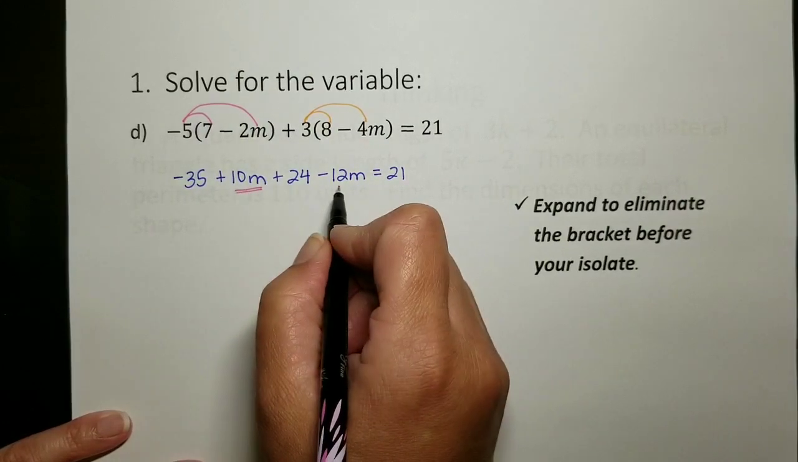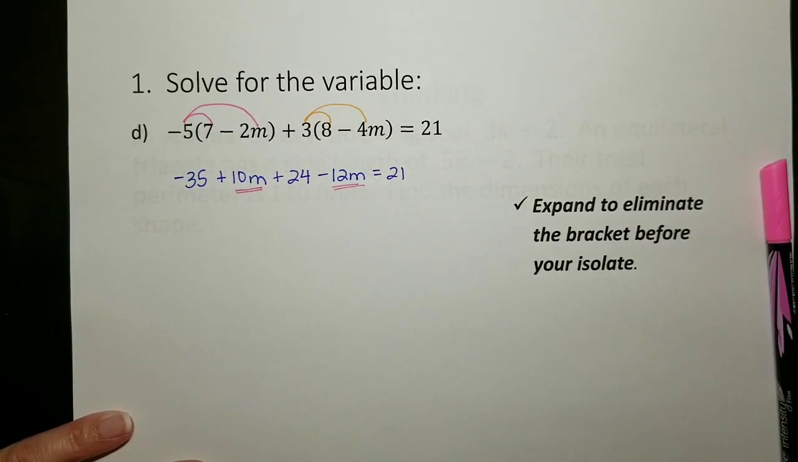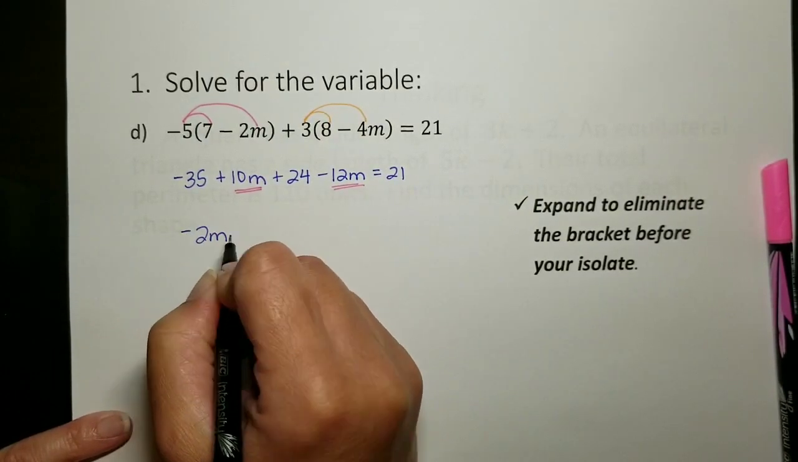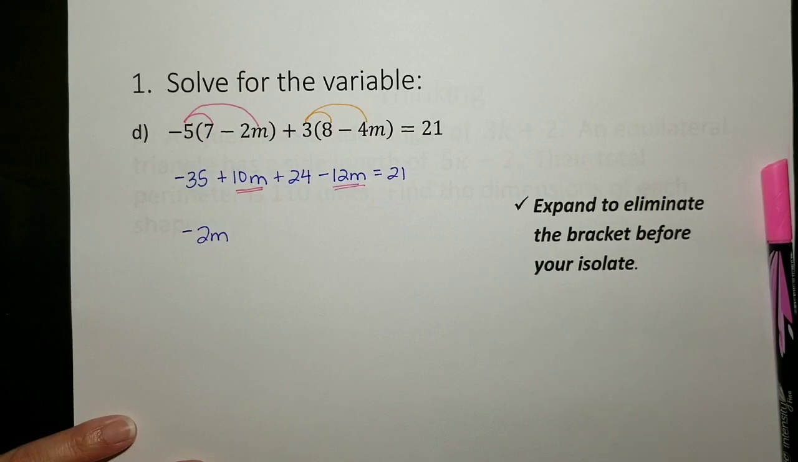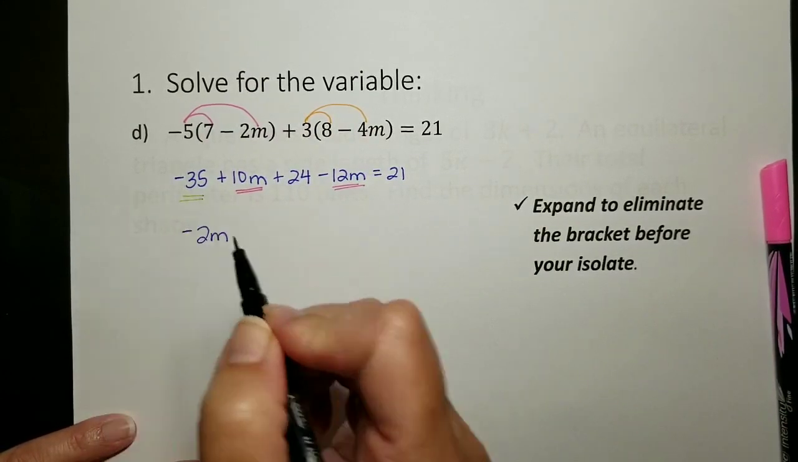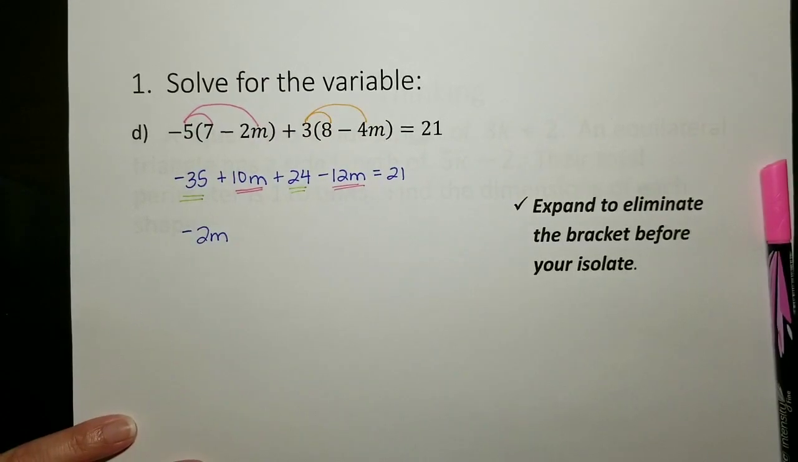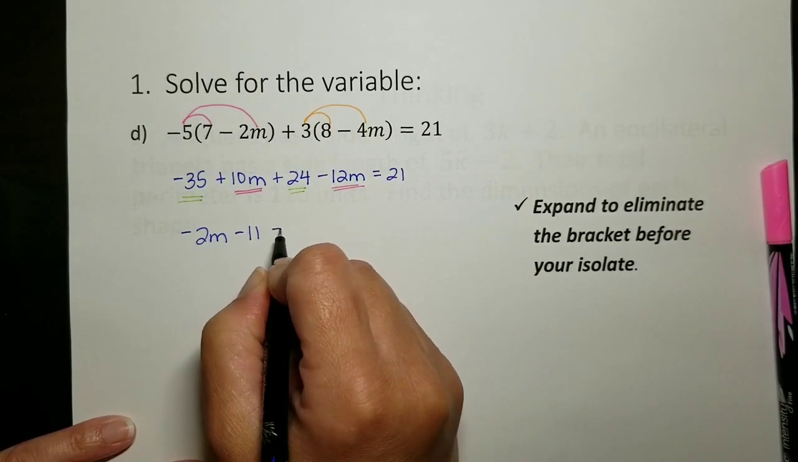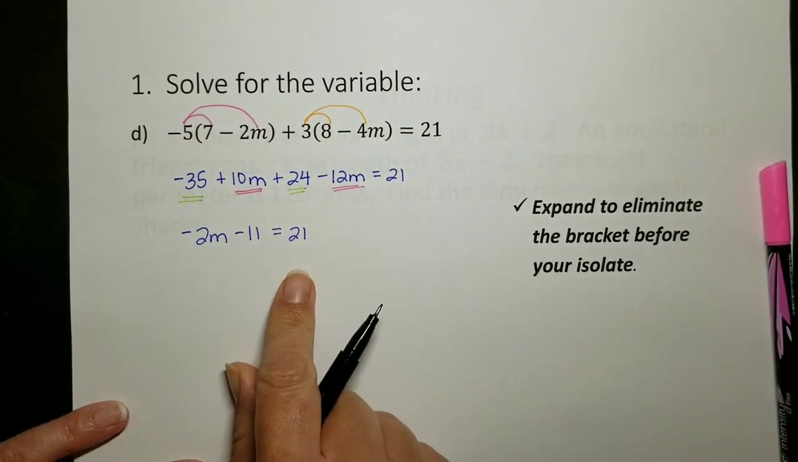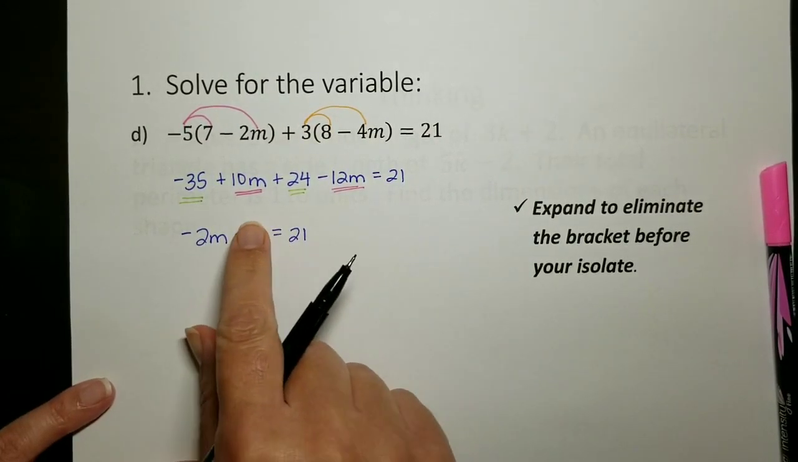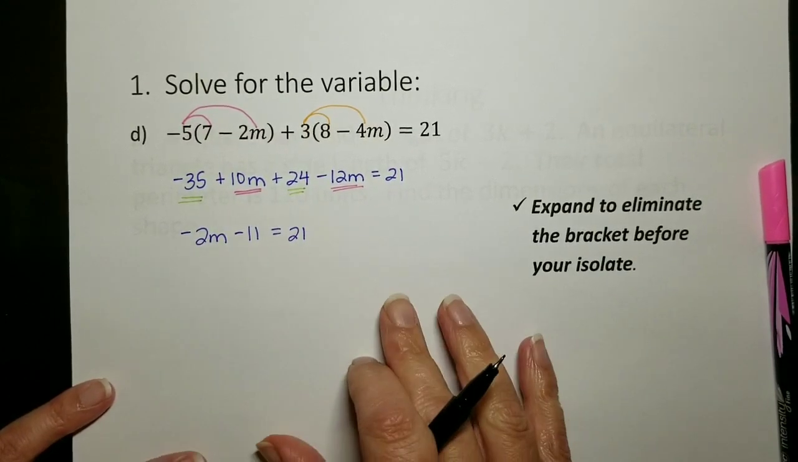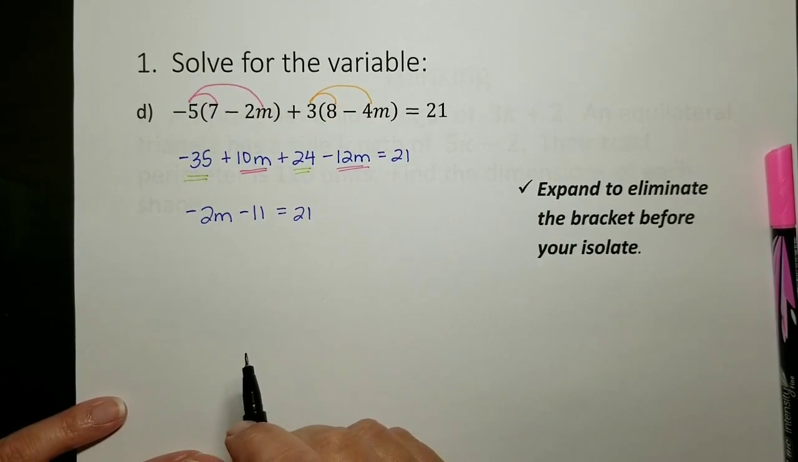I'm going to add my m like terms. So 10m minus 12m is negative 2m. And then I have negative 35 plus 24 as my numbers. So I get minus 11. So you can move these first or do like terms first, whichever you find easier, but just to show you both ways here.